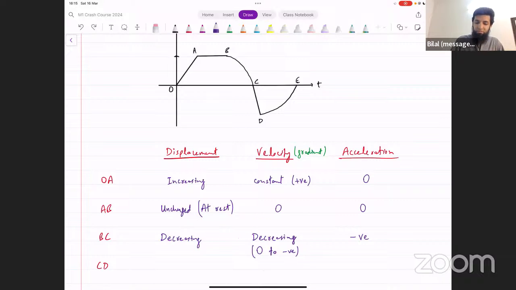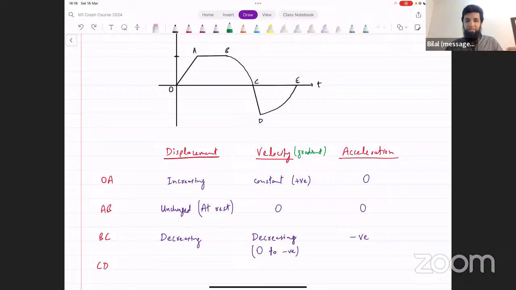From B to C, remember, gradient of the graph represents velocity. What was the gradient initially? It was 0 here at B, and then it became negative, and then became more negative. It keeps getting more and more negative. So it's starting from 0, and then it's becoming negative. So when it goes from 0 to a negative value, we can say, mathematically speaking, the velocity is decreasing. Make sense?